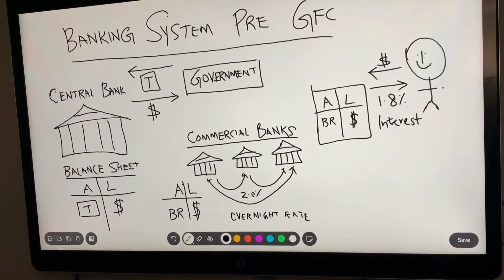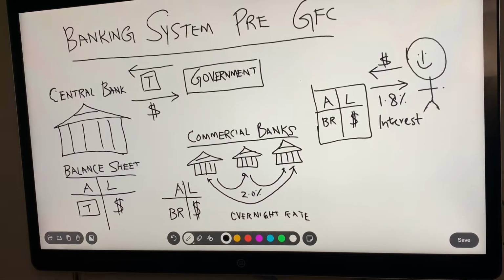Now, what has changed? I will cover this in the next part of the video, but in this video, I'm going to cover how the banks used to work before GFC. Okay, so just stay with me. I'll try my best to explain.